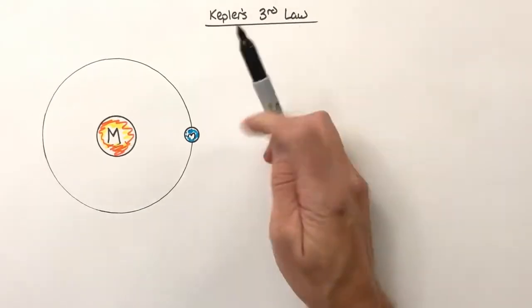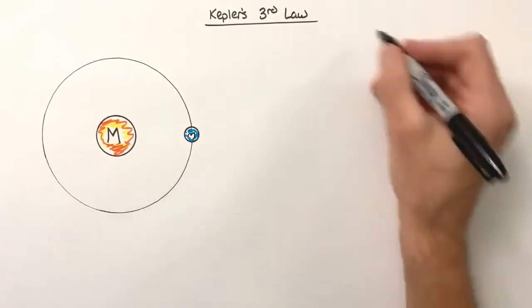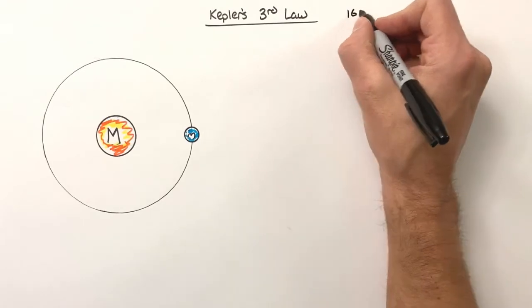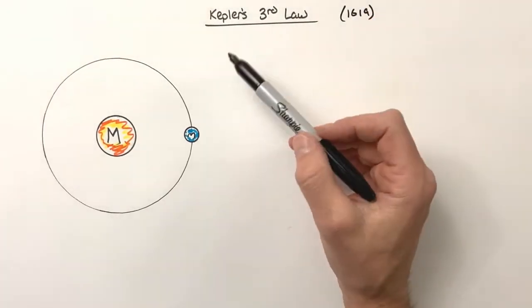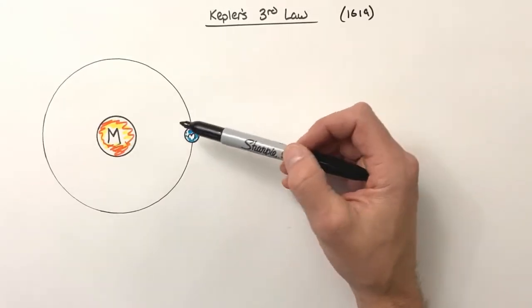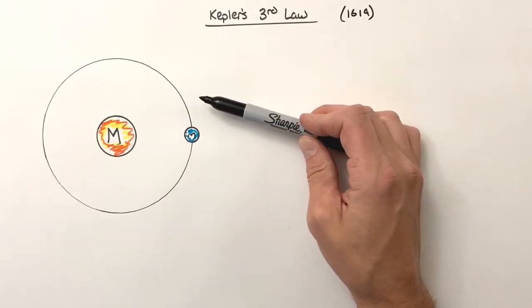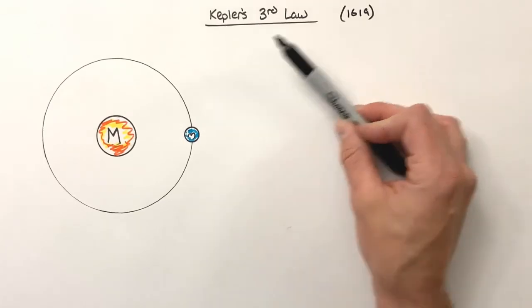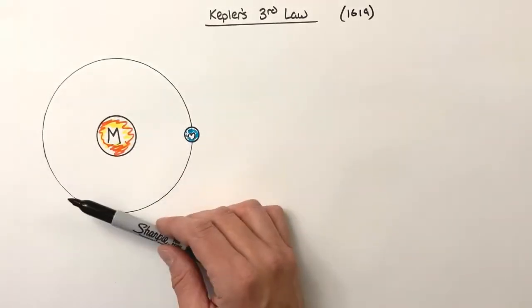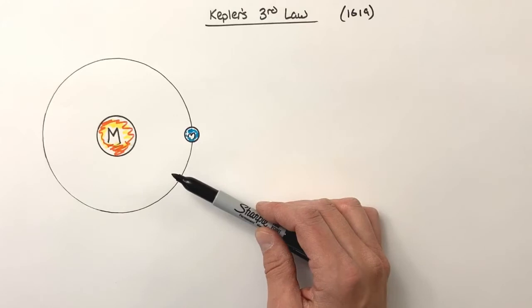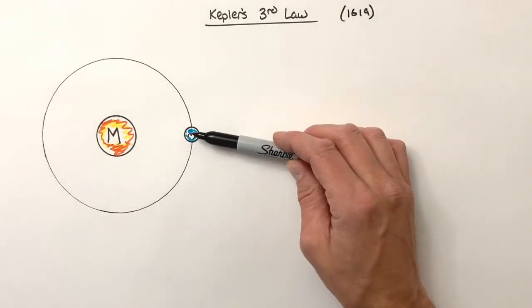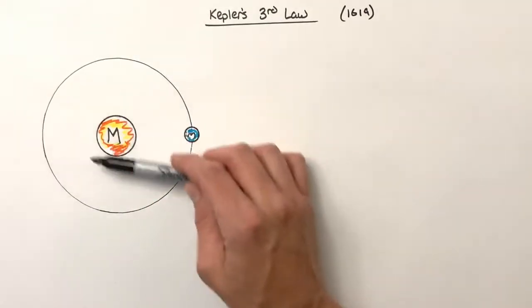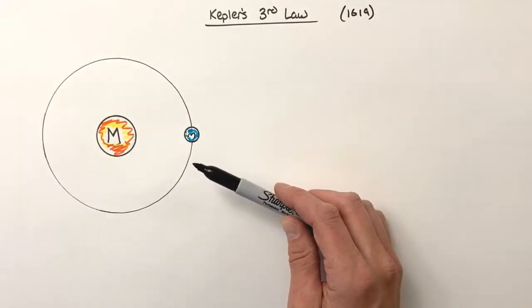something called Kepler's third law. This was originally published back in 1619 by Johannes Kepler, an astronomer who had pored over lots and lots of data which other astronomers had collected. And so he, in observing all of this data and doing some observations of his own, was able to make some conclusions about the orbits of objects around other celestial objects.